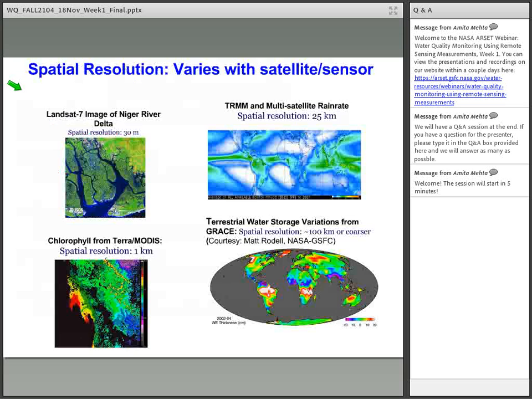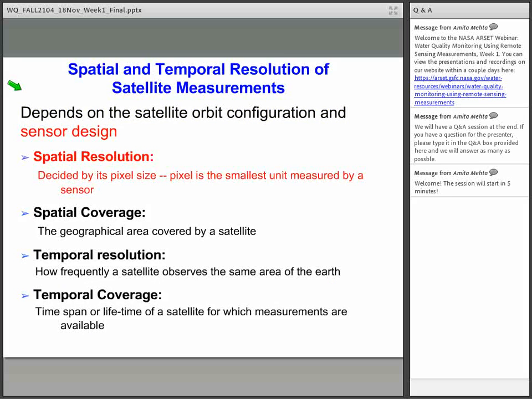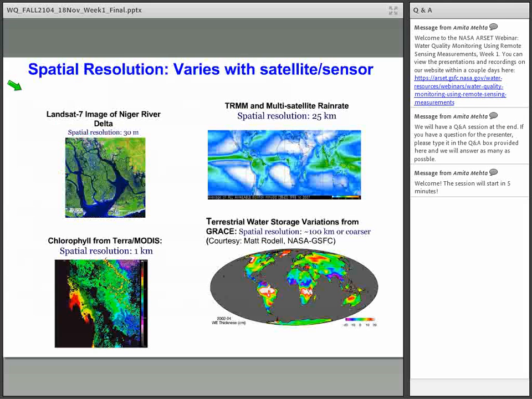So spatial resolution, again, depends on the sensors, as we saw, and some examples are shown here. Landsat has Thematic Mapper and an Enhanced Thematic Mapper, which has a resolution of 30 meters, which is pretty high looking from satellite.